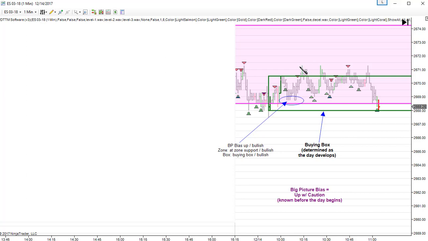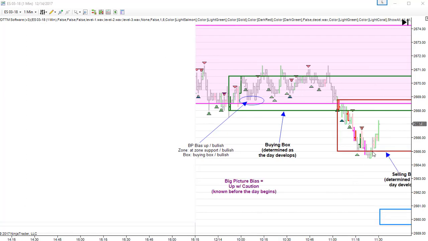When the buyers can't prove that they're strong by gaining acceptance above here, that tells us we better look out for the other side. Okay? Hopefully that logic makes sense because that's what this is. It's just a puzzle that we're trying to unfold. Okay? So then let's move this forward.